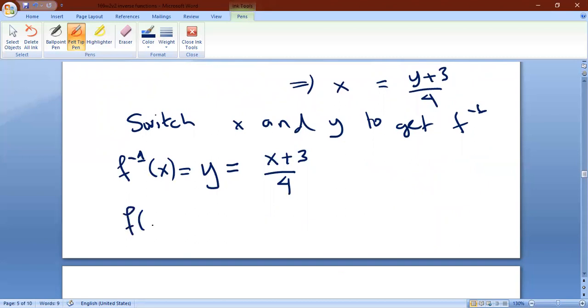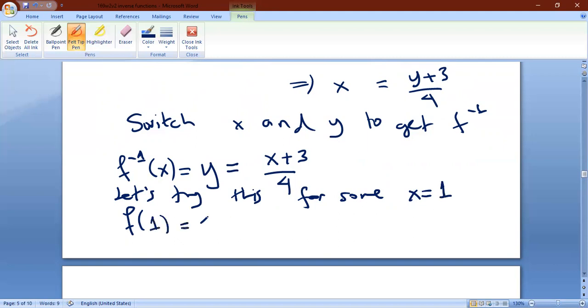So f of, let's try this for some random number. Let's say x equals 1. Then what's going to happen to 1? 4 times 1 minus 3. This is what's going to happen. And then this is 4 minus 3, which is also equal to 1.